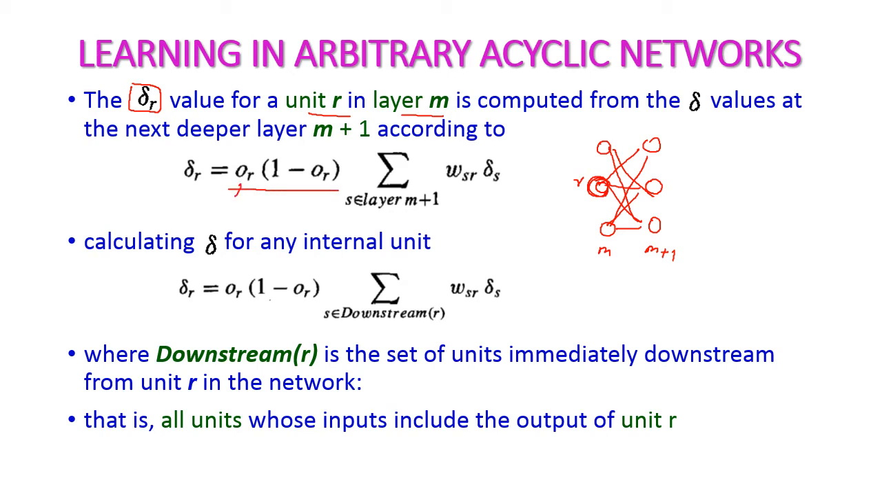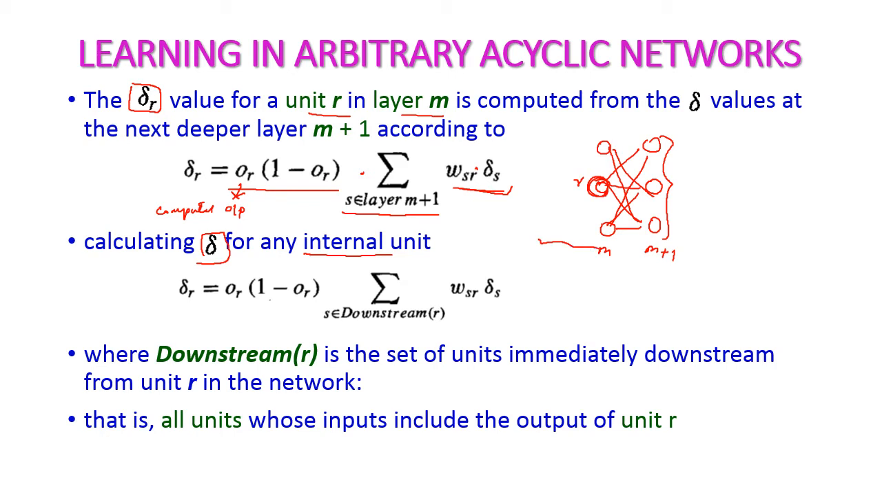OR is nothing but the computed output. Computed output into 1 minus OR, multiplied by summation of S belongs to layer M plus 1, of WSR into delta S. Okay, now calculating delta for any internal unit.